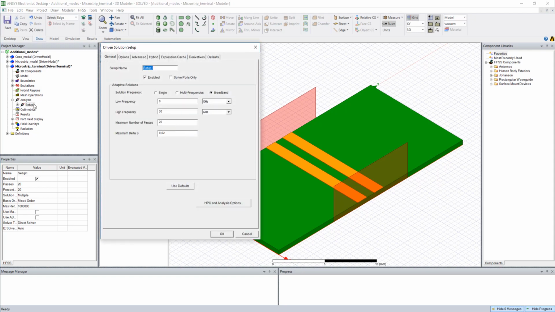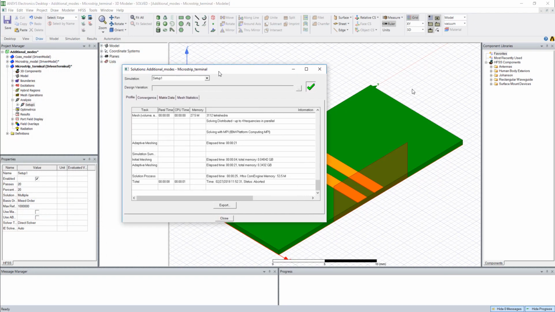And if we look at our setup, you'll see that I'm actually using the newer broadband adaptive meshing process, in which I'm meshing this over a range of 0 to 30 gigahertz, which in reality will refine our mesh very close to 0 gigahertz, at probably exactly 30 gigahertz, and likely one or more points in between around 15 gigahertz or so.